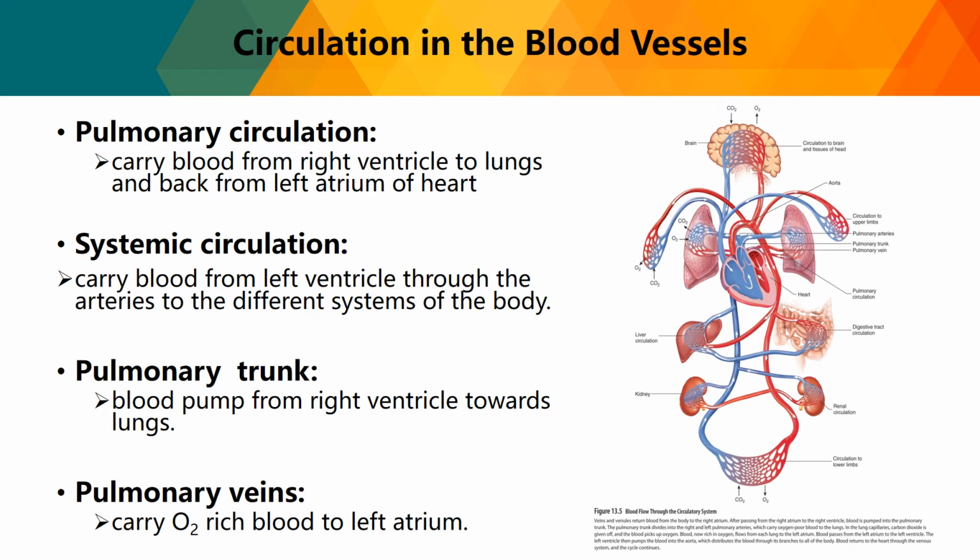Okay? So basically, from the term itself, pulmonary is related to your lungs. Meaning, the blood is going through your lungs. And then for systemic circulation, from the term systemic, this is oxygenated blood going through your body systems. So your pulmonary trunk is where blood is pumped from your right ventricle towards the lungs. And then your pulmonary veins carry the oxygen-rich blood to your left atrium.